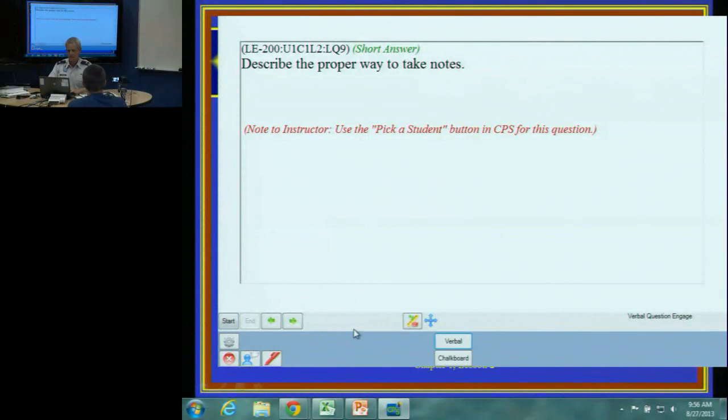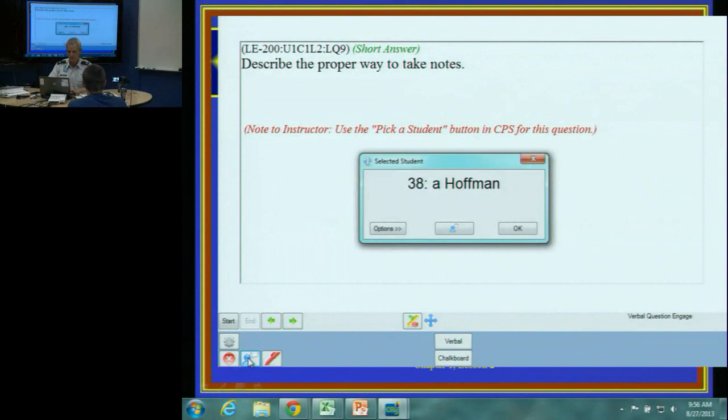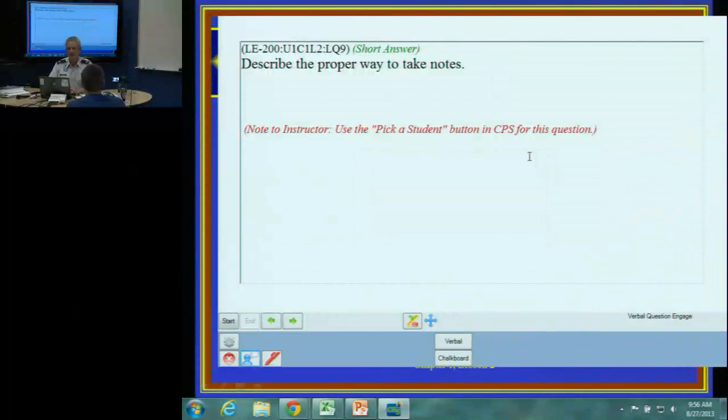Ooh, let's play. Hoffman, tell me what's a proper way to take notes. By listening and paraphrasing them instead of writing word for word. Big word, paraphrasing, good. That's great, I love it. And then, here's the question. Do you copy down every word? No, you paraphrase it, sir, so that you can reference it.